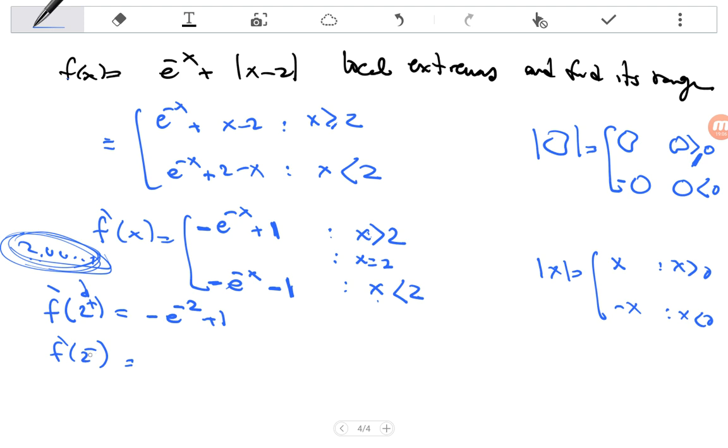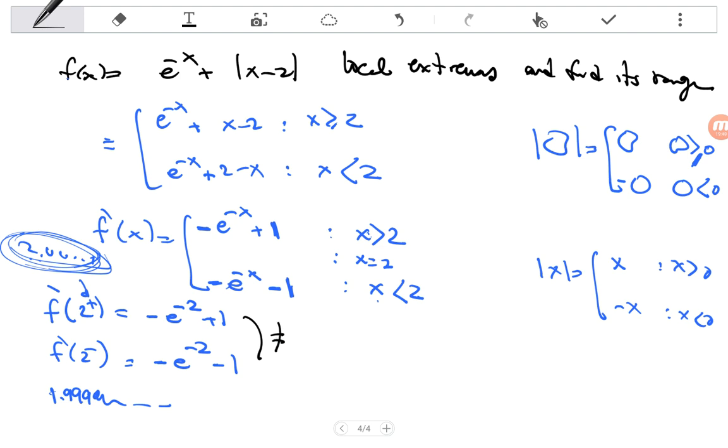But when I find 2 minus, what is 2 minus? It is just the number before 2, the number that is beside 2 from the left, which I may call 1.999999 and so on. Is that number greater than 2 or less than 2? It is less than 2. So it belongs to the first or the second branch? To the second branch. So that's why I substitute in the second branch, so it would be e power minus 2 minus 1.